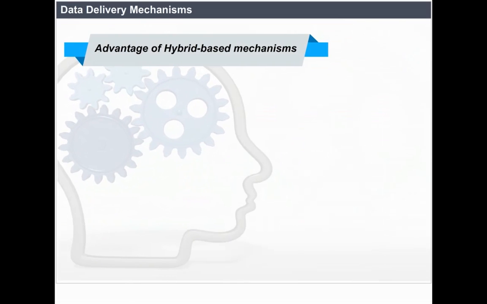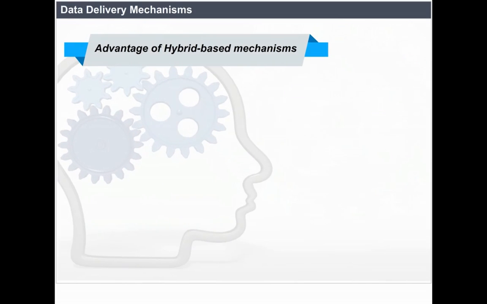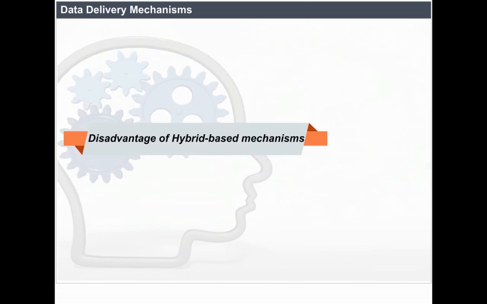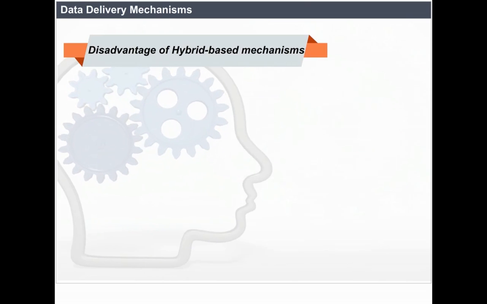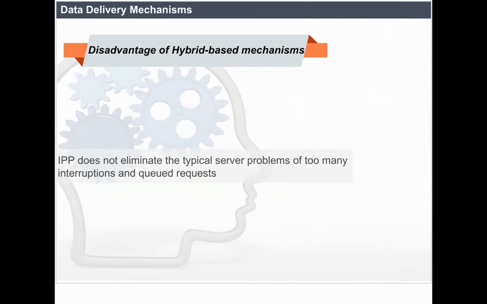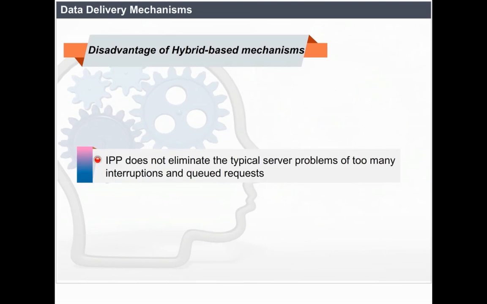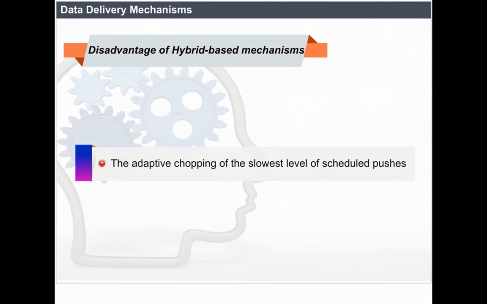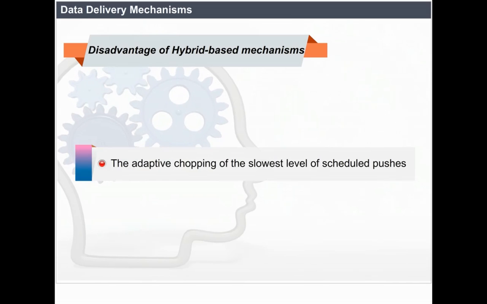Advantage of hybrid-based mechanisms: the number of server interruptions and queued requests are significantly reduced. Disadvantage of hybrid-based mechanisms: IPP, however, does not eliminate the typical server problems of too many interruptions and queued requests. The adaptive chopping of the slowest level of scheduled pushes.